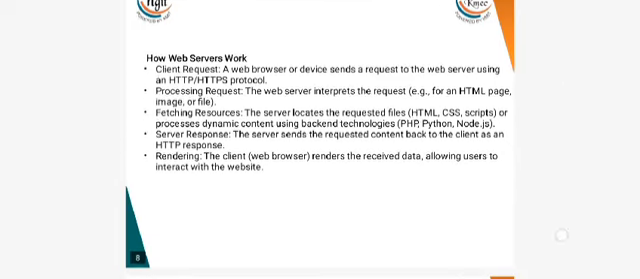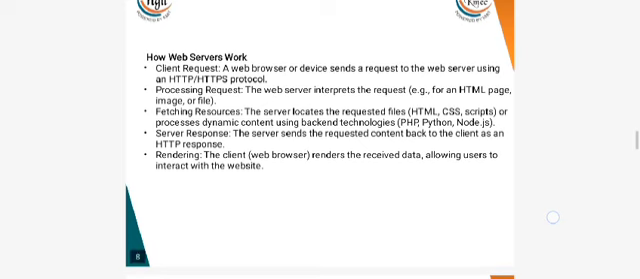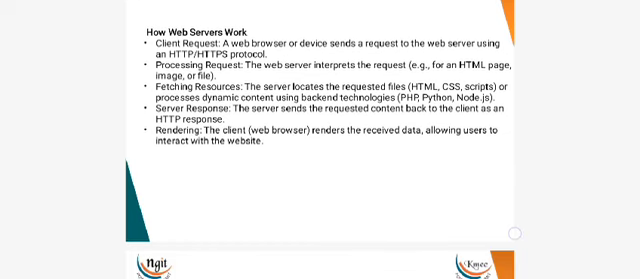And how it works. The first step of how web servers work is the client request. When a web browser or device sends a request to the web server using HTTP or HTTPS protocol, the web server receives the request, interprets the request, whether it is asking for an HTML page, an image or a file, and fetches the resources. It locates the requested files, processes the dynamic content using backend technologies like Node.js, Python, PHP, and the server gives the response. Giving the response means it sends the requested content back to the client as an HTTP response, and that response is rendered to the client through a web browser. That means the received data will be rendered over the web browser. In that way, the client will be able to view the content that he has requested.